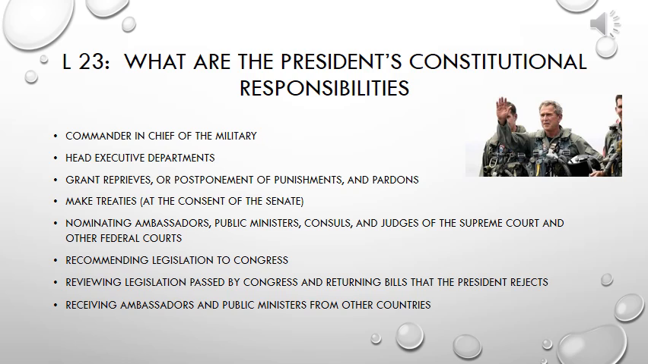He can nominate ambassadors, public ministers, consuls, and judges of the Supreme Court and other federal courts. He can recommend legislation to Congress. He can review legislation by Congress and either sign it into law or return bills that the President rejects. We call these vetoes. And he can receive ambassadors and public ministers from foreign countries.